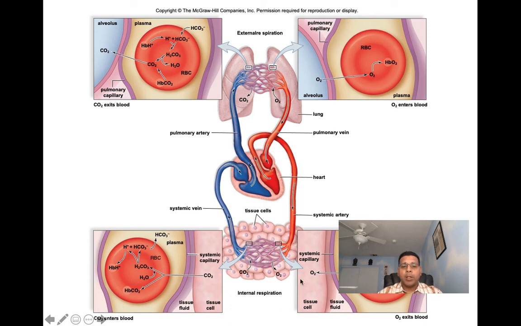And then when we talk about internal respiration, we're looking at the level of our tissues. Here you can see carbon dioxide is going to make its way from the systemic capillaries into the blood so that it can be delivered to the alveoli, while oxygen, which was coming from the alveoli, is now going to make its way into the tissues.